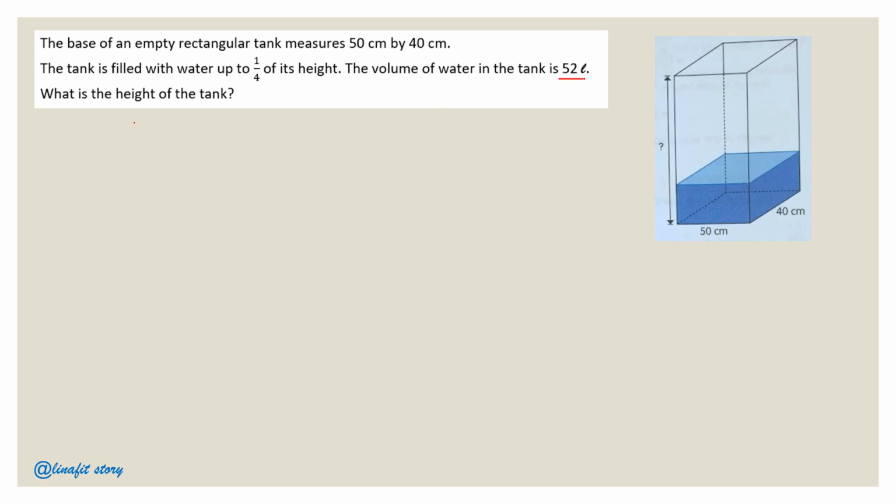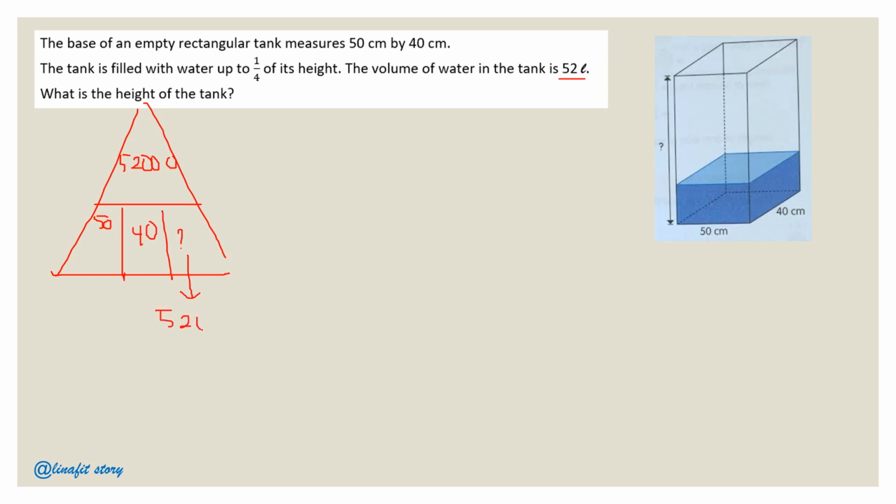So first, to get the volume is length times breadth times height. So the volume is 52 liters or 52,000 cubic cm. The length is 50 and the breadth is 40. Then to get the height of the water level is 52,000 divided by 50 times 40 equals 26 cm. So 1 unit equals 26 cm. Then to get the height of the tank is 4 units. So 4 times 26 equals 104 cm.